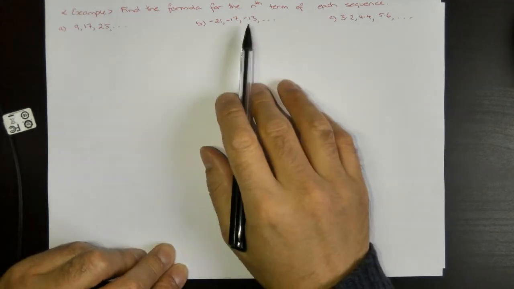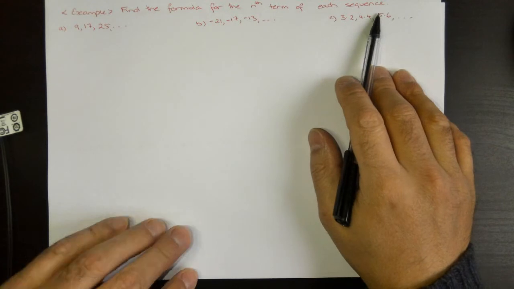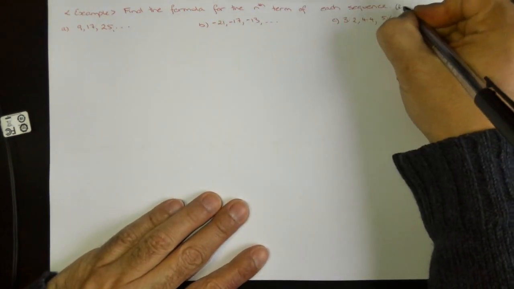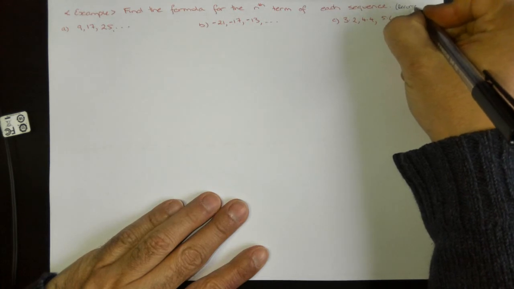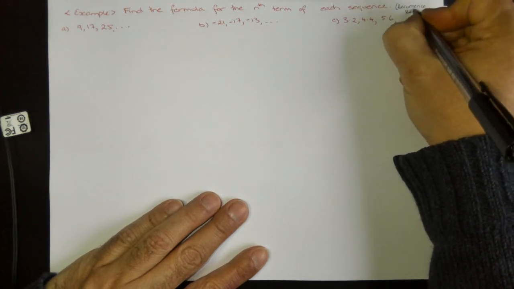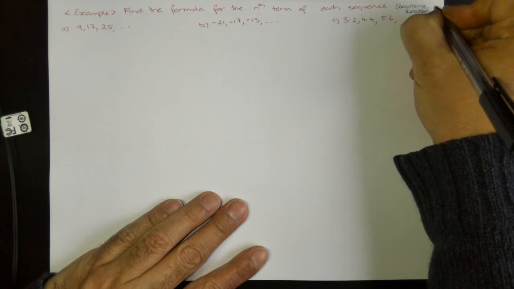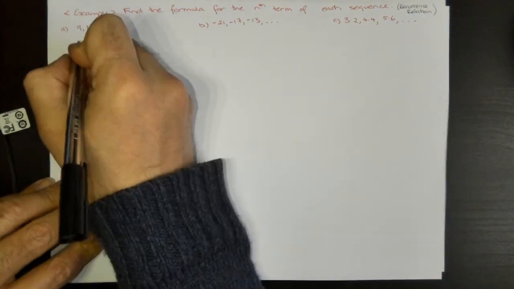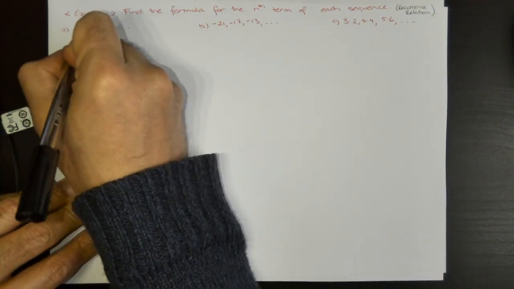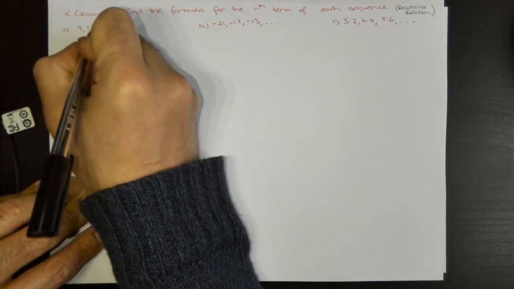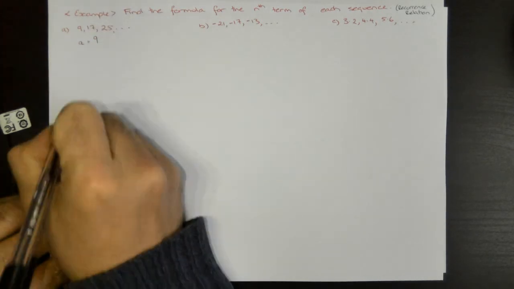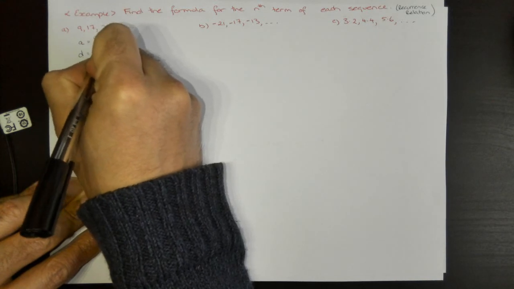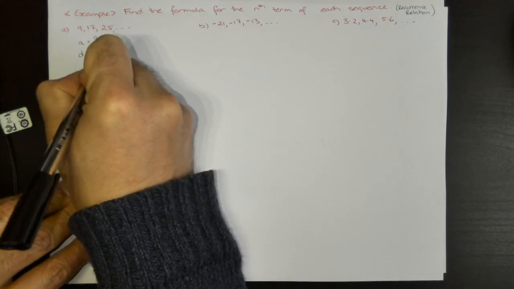We want to find the formula for the nth term of each sequence. So what we want to do at this point is find the recurrence relation. We want to find how to figure out every other term based on what we have. We know our first term, we know what a is. In this case, a equals 9. We can find what d is, because that's just going to be 17 take away 9, which is 8.